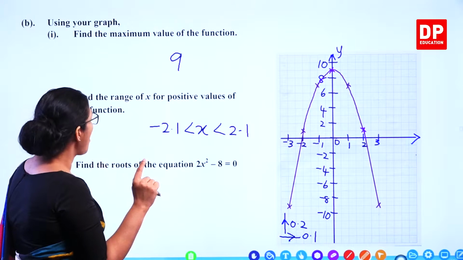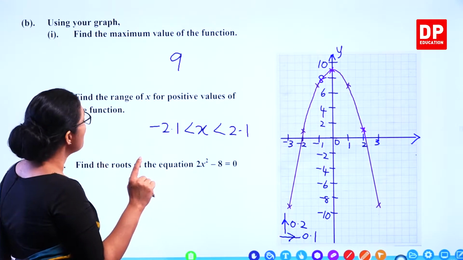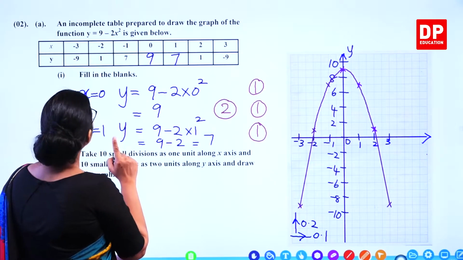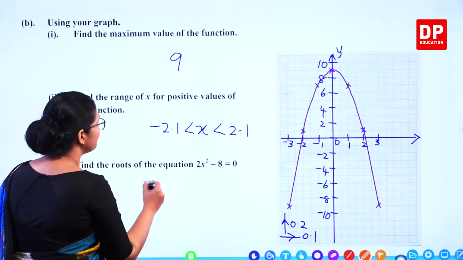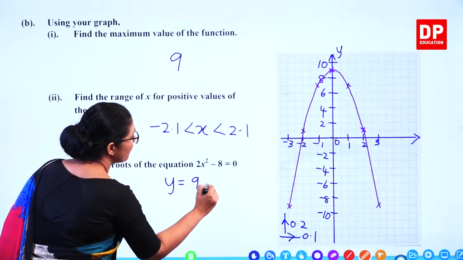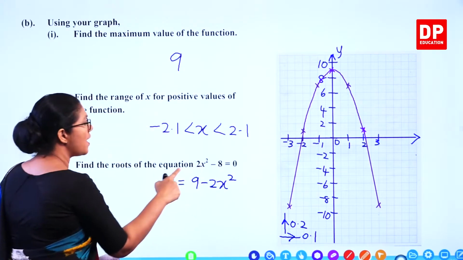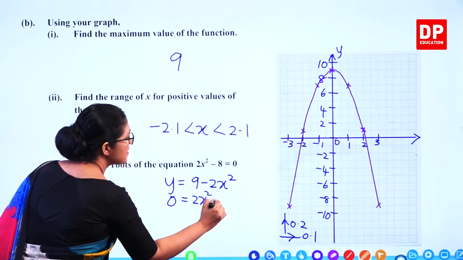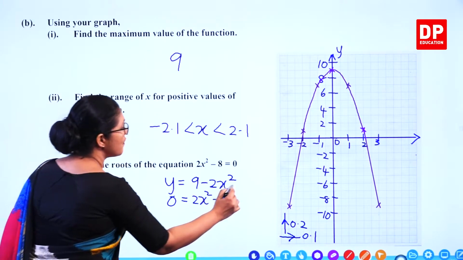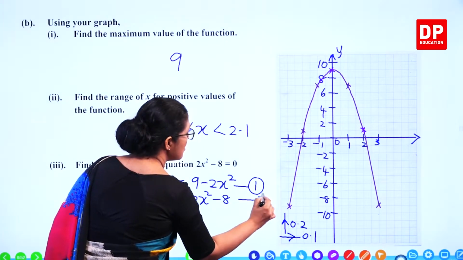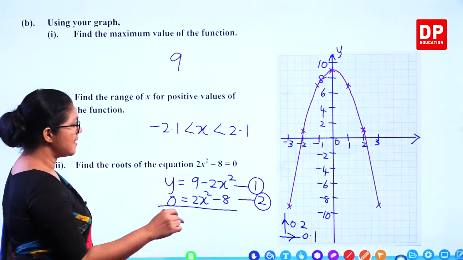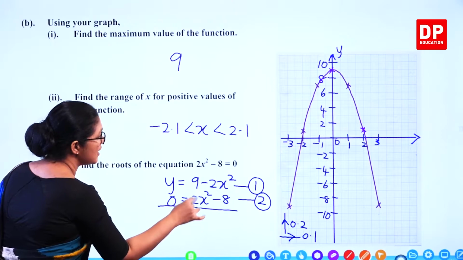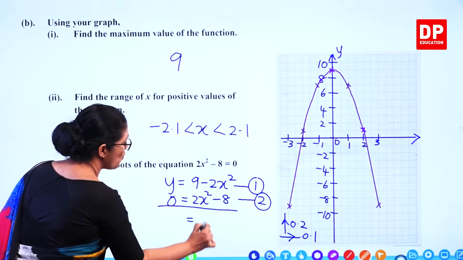Find the roots of the equation 2x squared minus 8 equals 0. So what's the graph? The graph is 9 minus 2x squared. But we need to find out the roots of 2x squared minus 8. Now, 2 different equations. So, we'll add it and see what happens. X squared terms get cancelled out. 9 minus 8 becomes 1.